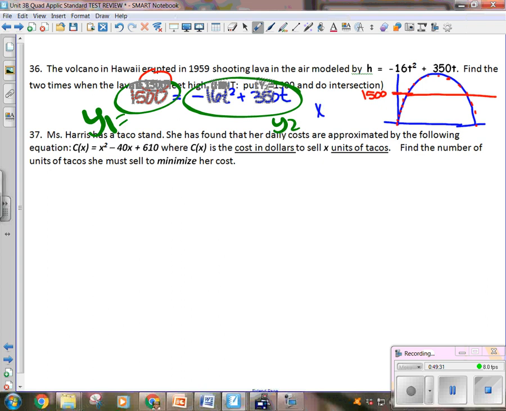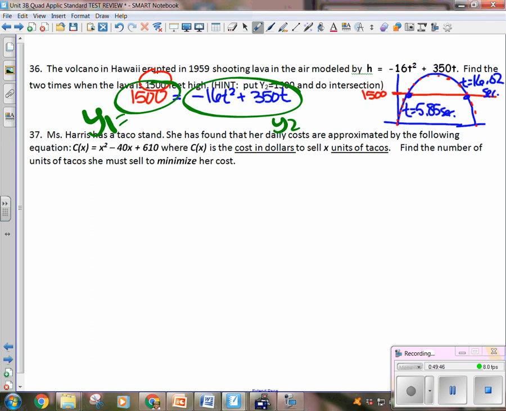So the answer is the time. Let me use T for time. The first time was 5.85 seconds. And the second time turned out to be 16.02 seconds. So that is my 2 times.